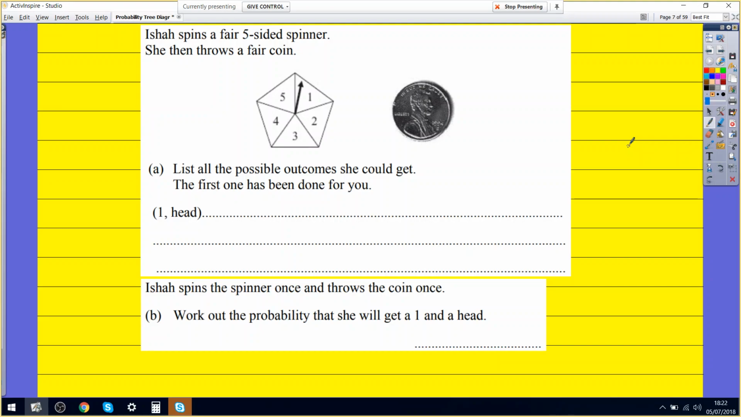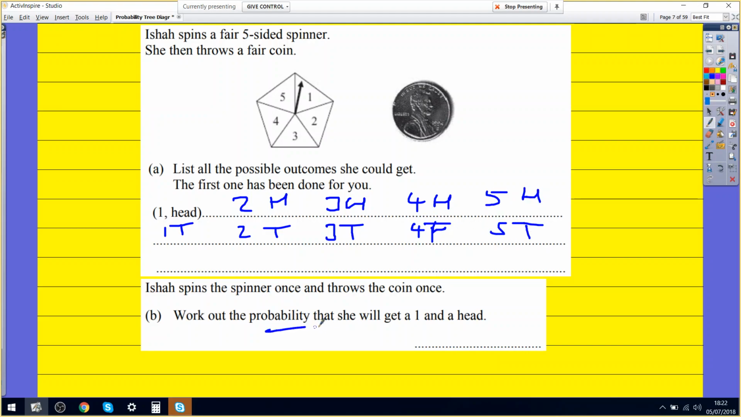Confusing. So that'd be one tails. It'd be like two heads, two tails, three heads, three tails, four heads, four tails, five heads, five tails. That's it. What is the probability that she'll get a 1 and a head?